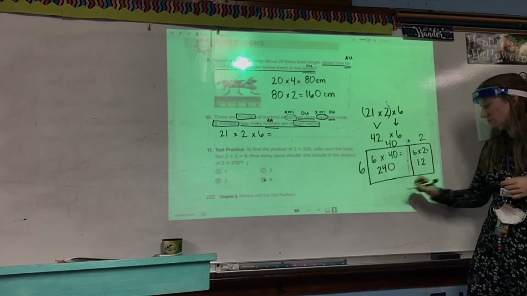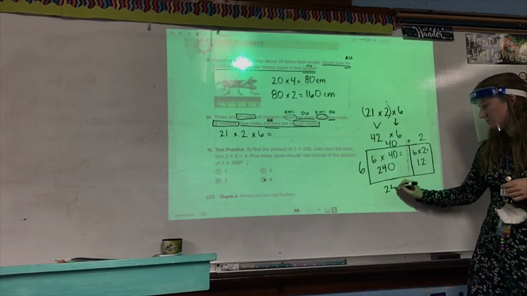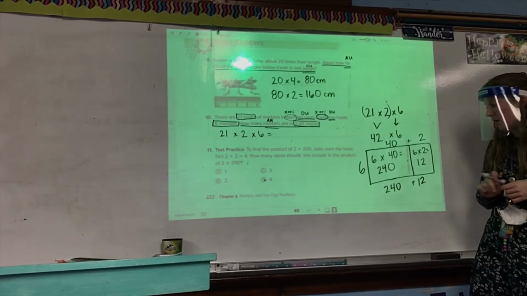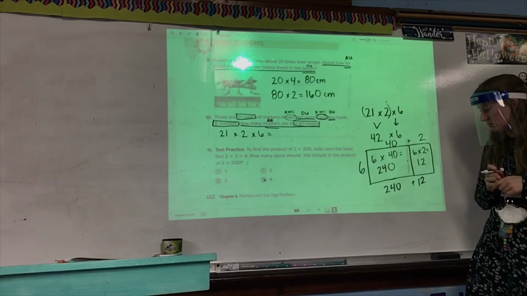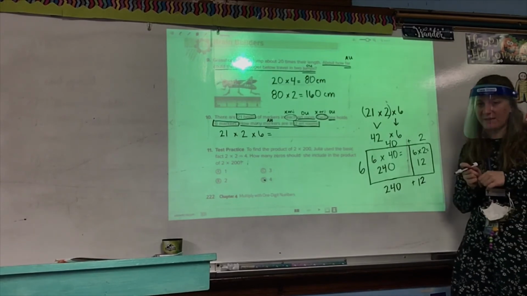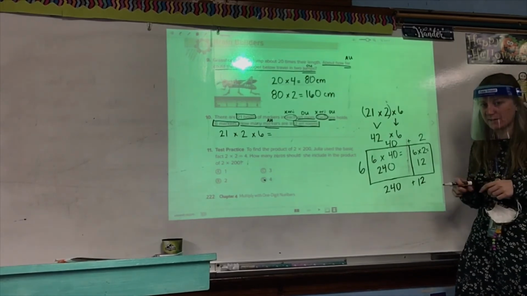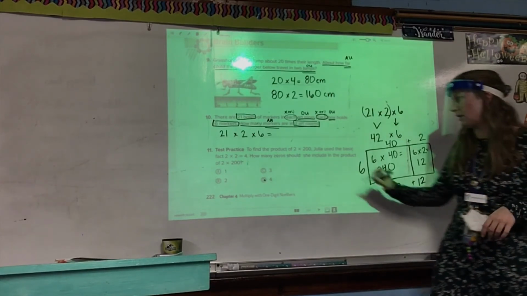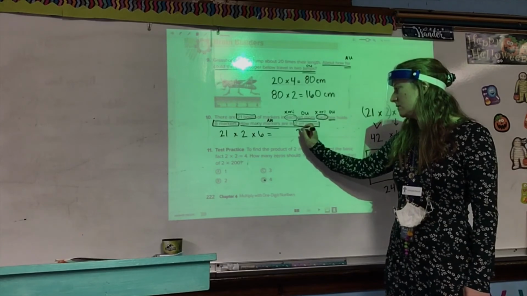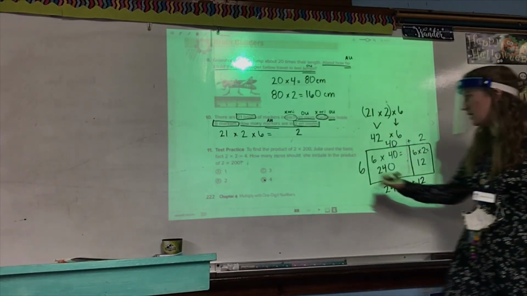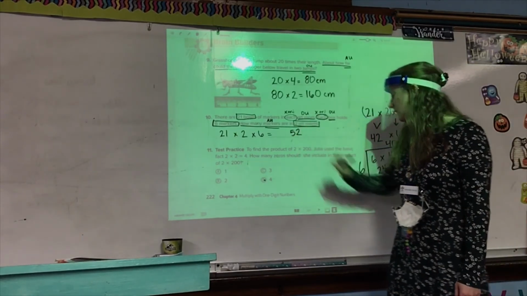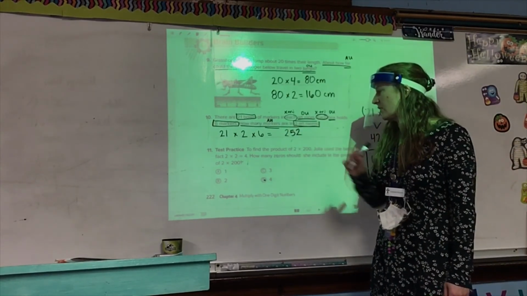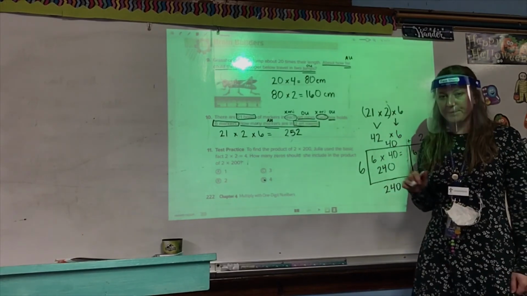Add 240 plus 12. Good. Okay? So, do we have to set it up and down? Do we have any regrouping, or can we just go side to side, Zari? We can just go side to side. Okay, so 0 plus 2 is? 2. 4 plus 1 is? 5. 2 plus nothing is? 2. So that means our answer is what?